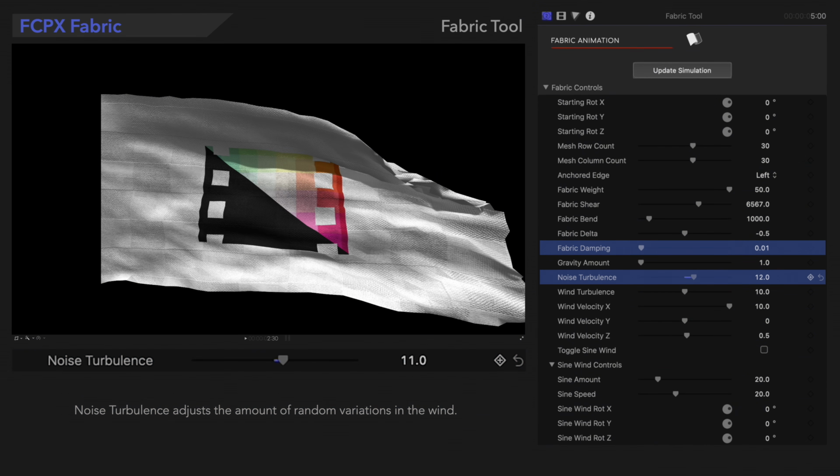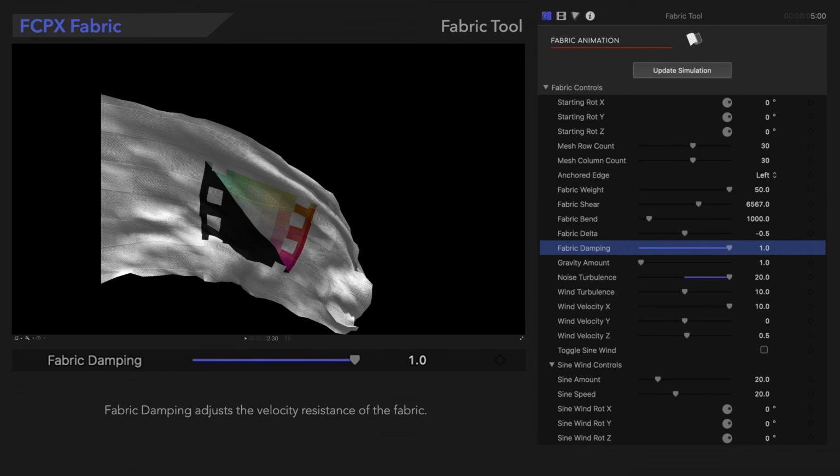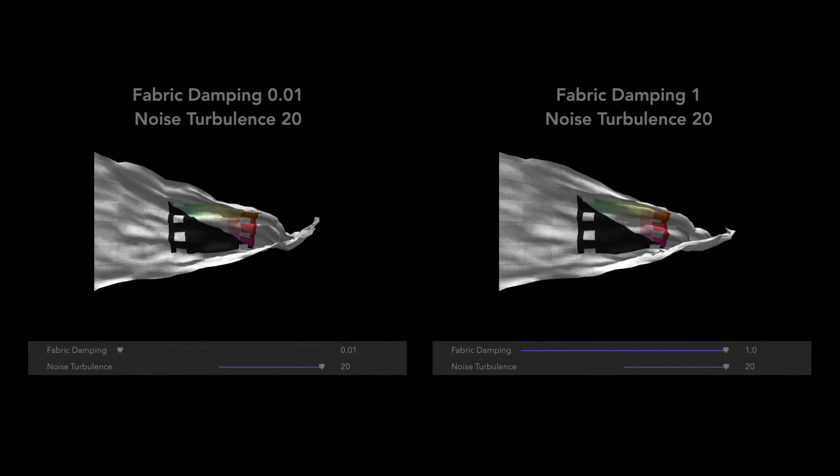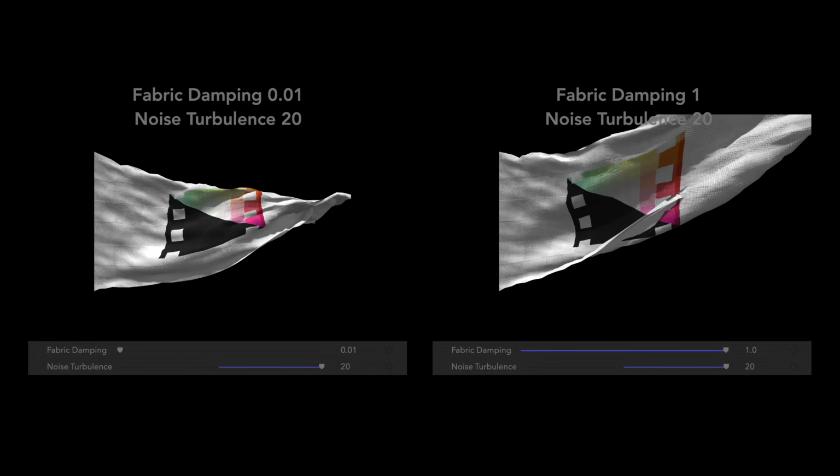Fabric dampening adjusts the velocity resistance of the fabric, so we'll increase the noise turbulence first, which increases the wind activity. Now, if we increase the fabric dampening value, let's see how much the fabric resists the additional noise turbulence. Let's check it out. On the right, the flag is affected more evenly by the noise.